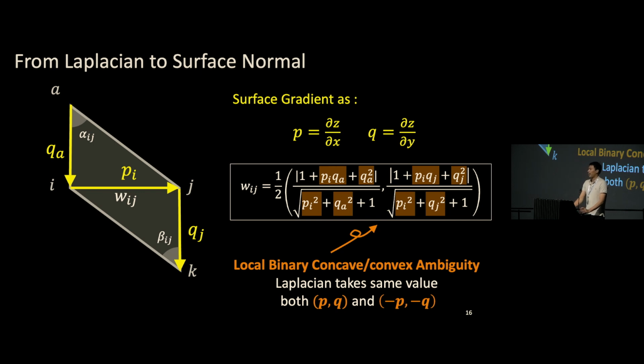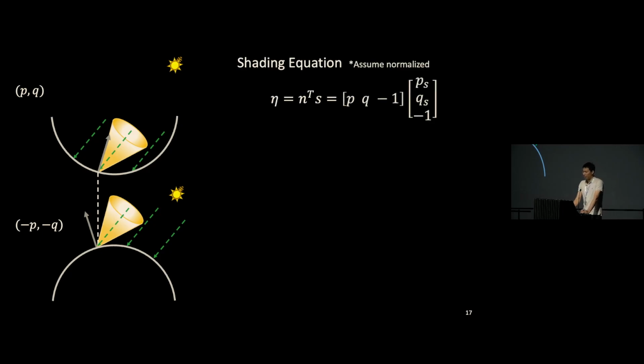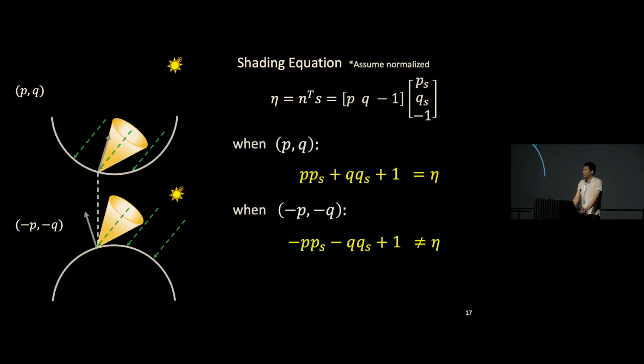Now let's see what happens in the shading. The Laplacian allows both positive and negative PQ values, and the shading equation can be written as follows. Then, plugging both PQ values into the shading equation, we obtain different shading terms eta. This means we can resolve the ambiguity by computing the resulting shading term eta.